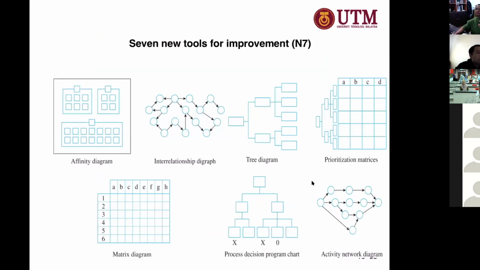So besides those 7 quality tools, we also have new tools for improvement, such as affinity diagram, interrelationship diagram, matrix diagram, process decision program chart, and network diagram. You are familiar with this in project management. You have critical path method and so on, prioritization matrix, and tree diagram. You can browse the internet on how to use this matrix diagram and so forth. But here, I want to share with you about the affinity diagram.